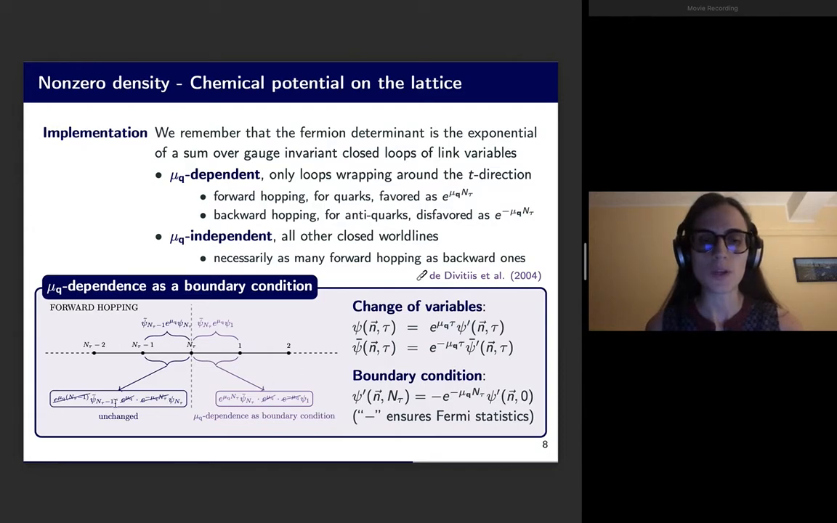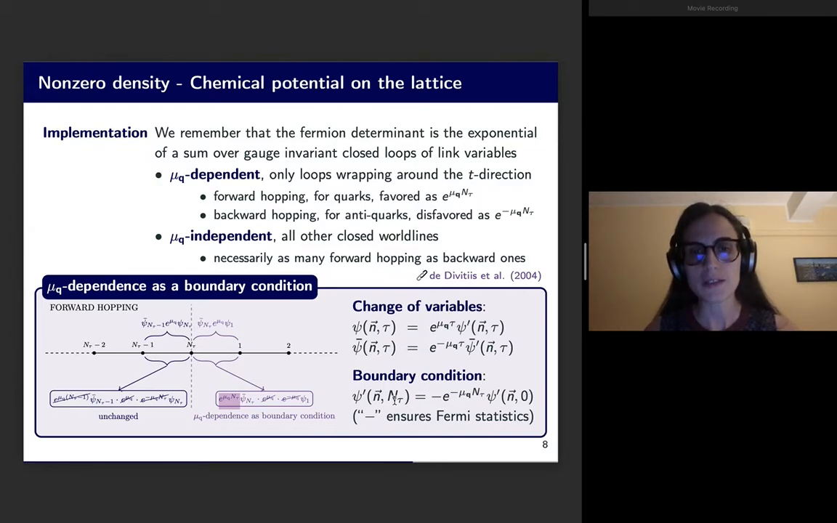And if we do that and we look at the transformed hopping terms, we find out that this hopping term from n tau minus 1 to n tau stays completely unchanged, as much as all other hopping terms, apart from the hopping across the boundary from n tau to 1, in which you obtain a factor. And this is exactly the way you want to implement the mu q dependence as a boundary condition, specifically by setting psi prime equal to minus this exponential times psi prime evaluated at 0 rather than at n tau.